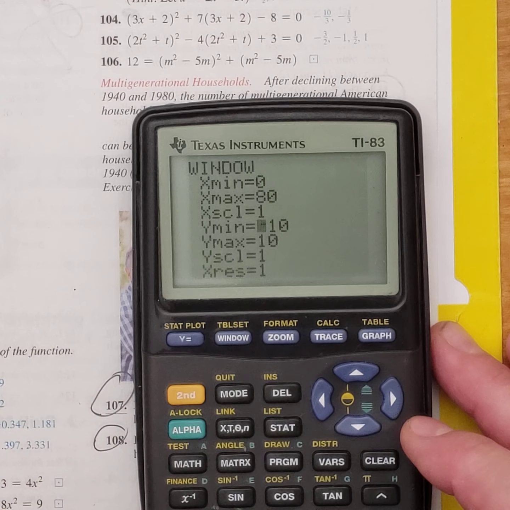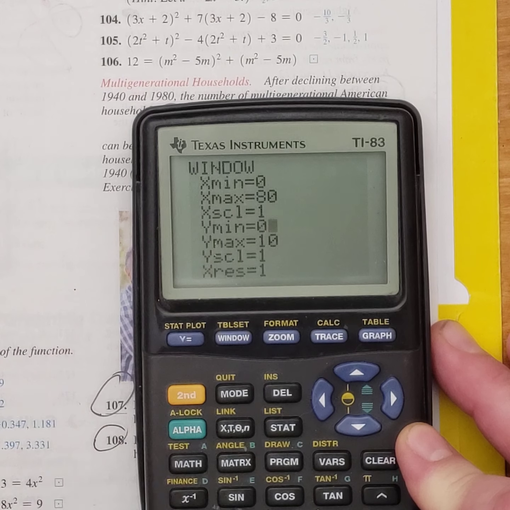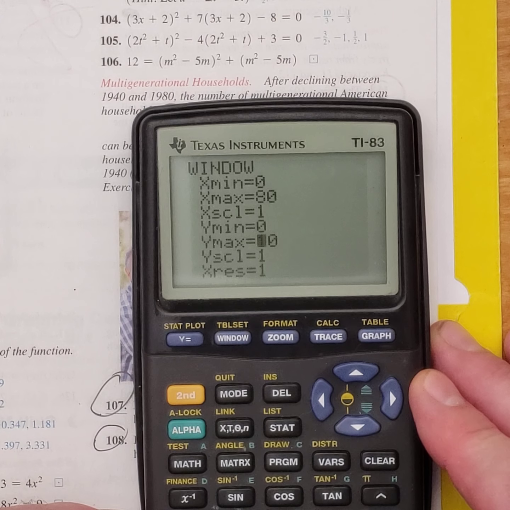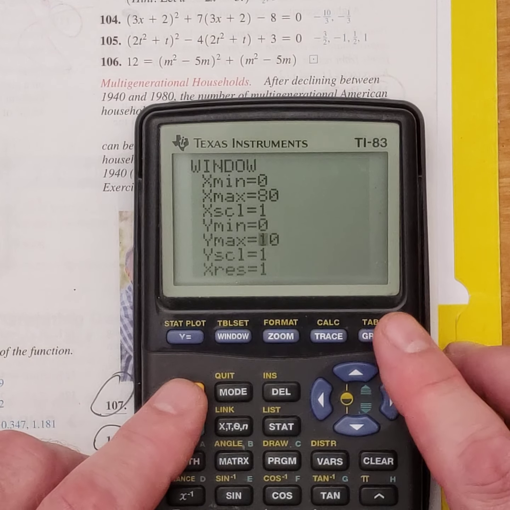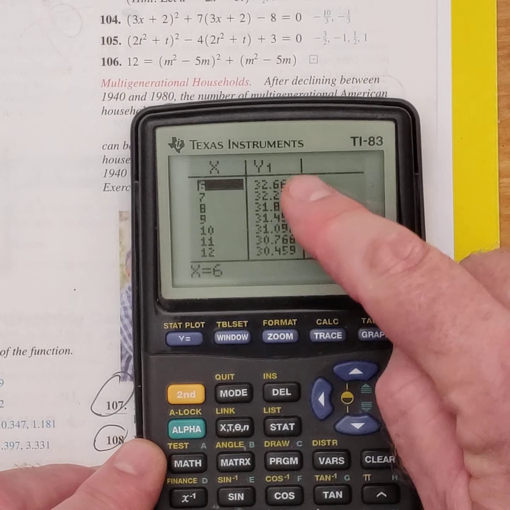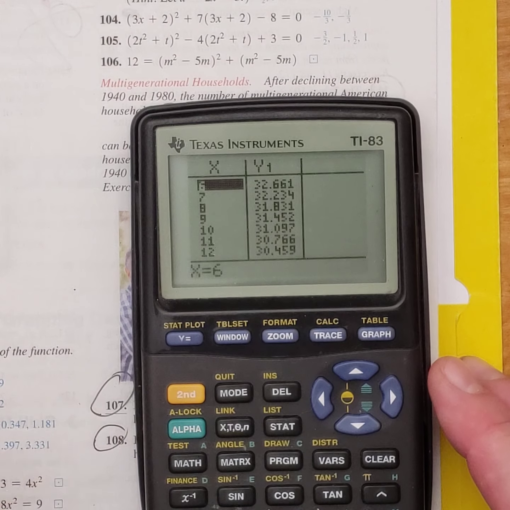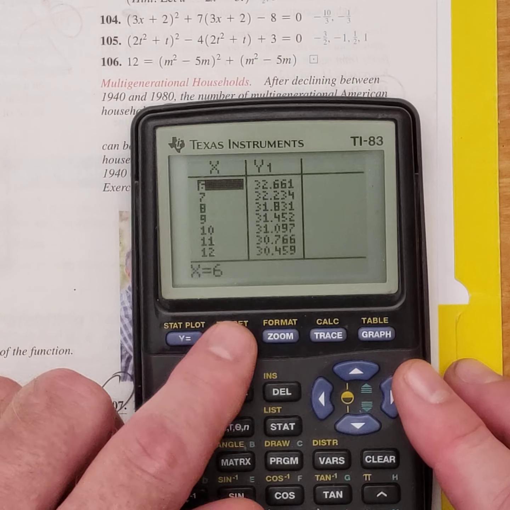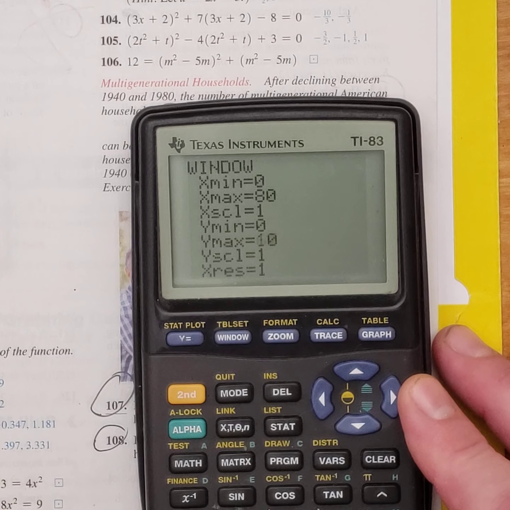And then y min is always going to be 0. X min will always be 0. Y min will always be 0 for our word problems in this course. We need to figure out what to set y max at. And that is information that we can get in two places. One place is our table. If we go to second graph, that takes us to the table, and we can get an idea of what our y values are going to look like. Looks like they're in the 30s, but we also know they're going to rise. So I might set my y max at maybe 60 or something like that.